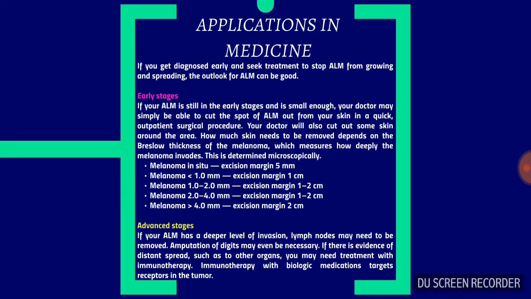Advanced stage. If your acral lentiginous melanoma has a deeper level of invasion, lymph nodes may need to be removed. Amputation of digits may be necessary if there is evidence of distant spread, such as to other organs. You may need treatment with immunotherapy with biologic medication that targets receptors in the tumor.